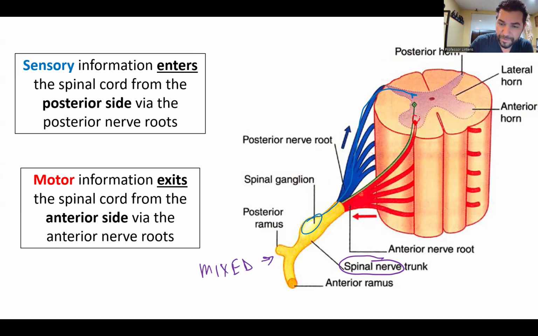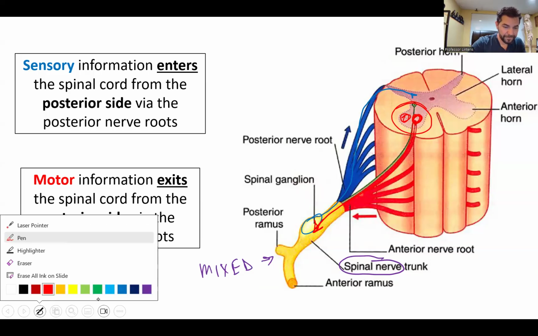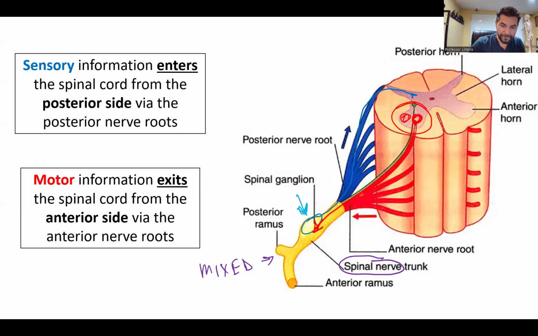And respectively, our motor neurons, the cell bodies, will be found here in the anterior horn, and they will exit out the front. So besides sensory and motor, we could see that there are cell bodies for our motor neurons in the anterior horn. That's significant. The cell bodies for the sensory are over here in the ganglion. A ganglion is just a group of cell bodies. So their orientation is a little bit different.